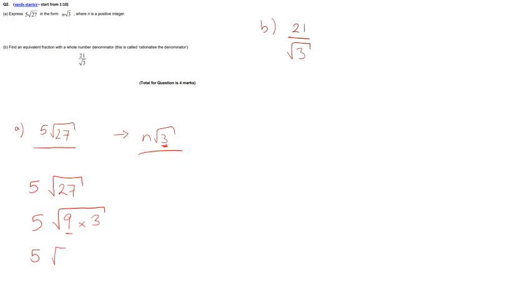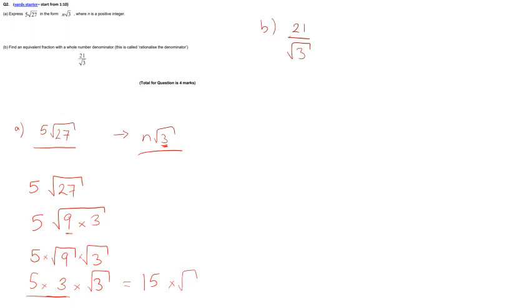Remember the surd laws. If you've got two things times together underneath the surd, you can separate them into two separate ones. Remember these things are all being times together. 5 times, well, the square root of 9 is 3, so I can just replace that with a 3. And the root 3 I can't do anything to, it just stays the same. And now I can just simplify this bit here. 5 times 3 gives me 15.